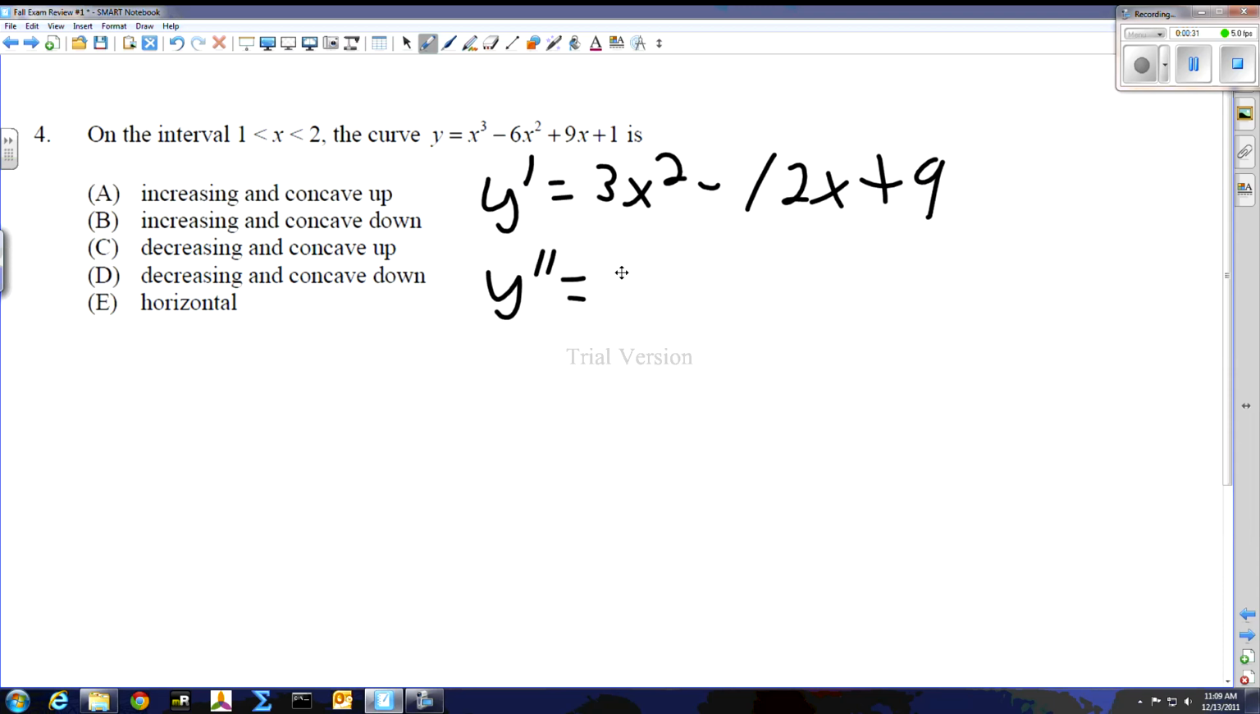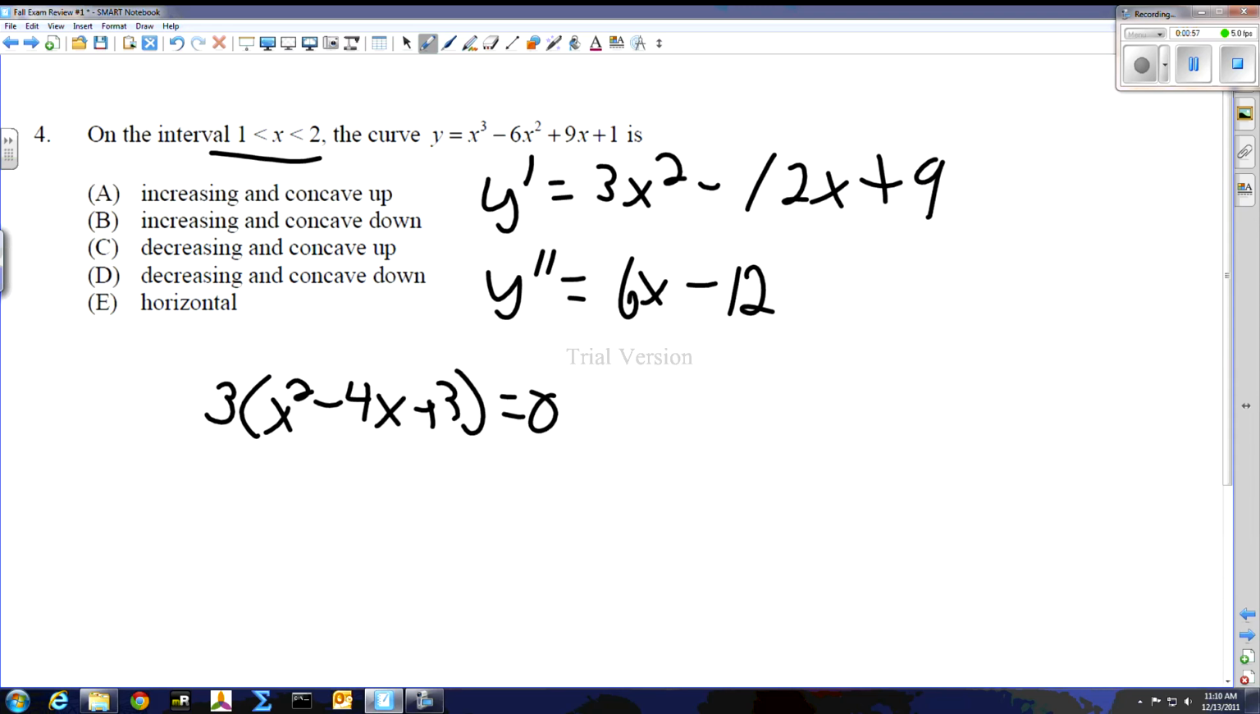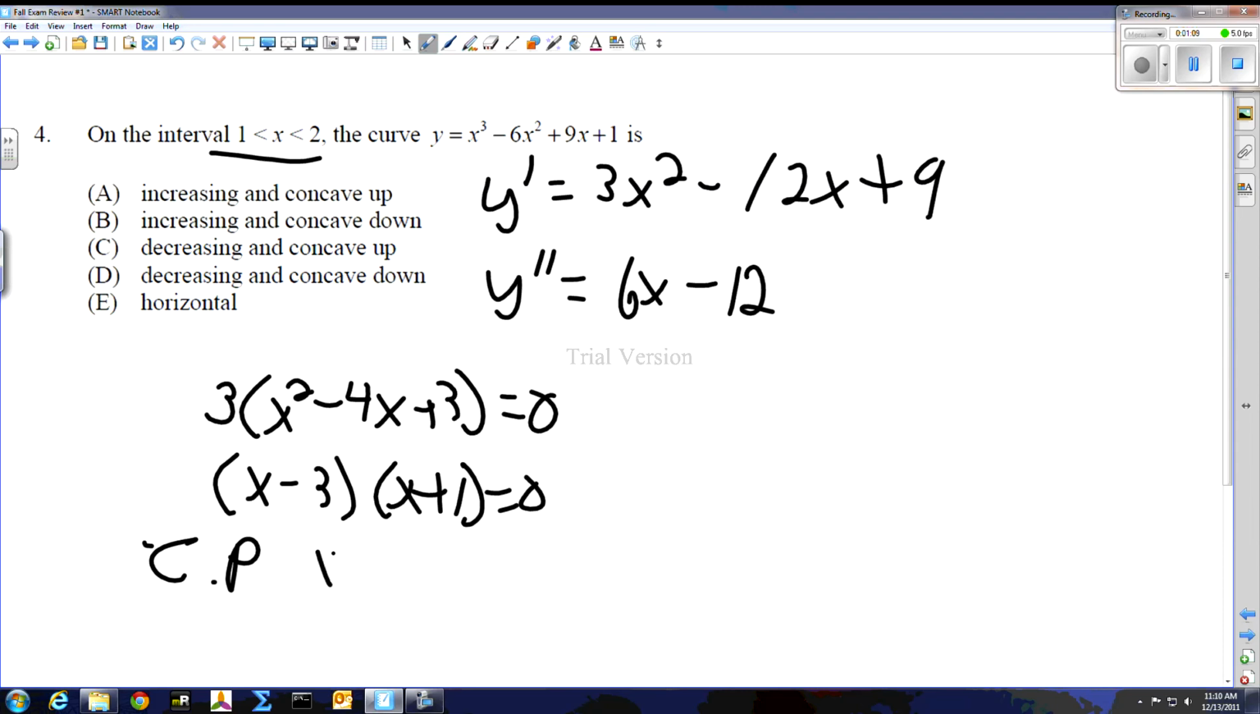So the second derivative will be 6x minus 12. Now, in order to determine something on this specific interval that we're given here, let's see what we can find out about critical points and inflection points. 3x squared minus 12x plus 9 equals 0. When we factor out 3, x squared minus 4x plus 3 equals 0, well, that will factor as x minus 3 and x plus 1. So we've got critical points at 3 and at negative 1.